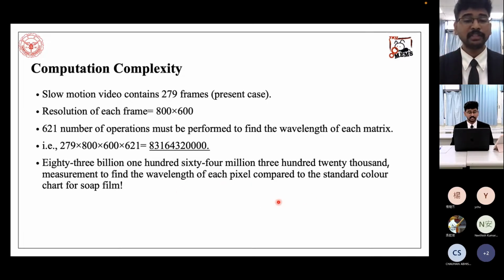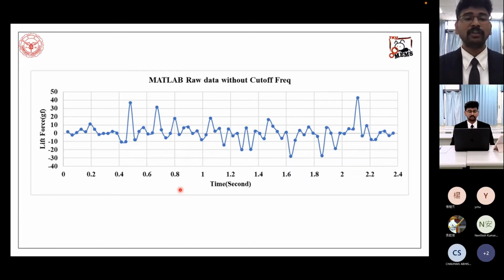The wavelength of each pixel corresponds to the standard colors chart of my soap film, which we have taken as a reference. Now, moving on to the raw data that we acquired from the Matlab post-processing of the respective frames. This is the Matlab raw data without any noise filtering, which I'll explain here.